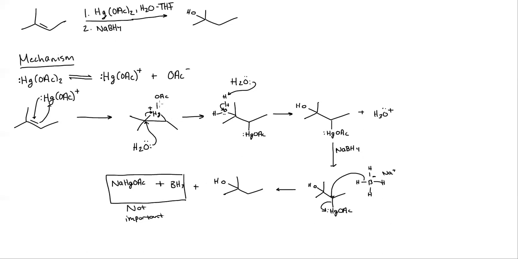I think the most important thing to know here is this triangle 3-member ring intermediate. You may be asked to draw this, and like I said, just take where the double bond is and then draw the triangle there with the HgOAc and put a plus. That's the intermediate. So since I don't have a carbocation intermediate, that's why I can't have rearrangements in this reaction. Rearrangements just can't happen. It's just not possible because of that.